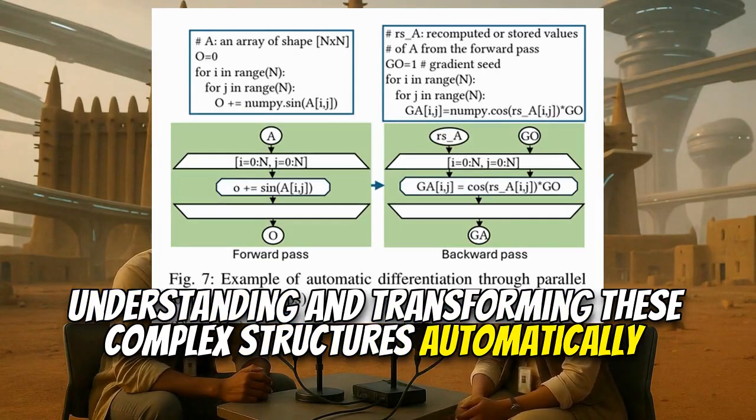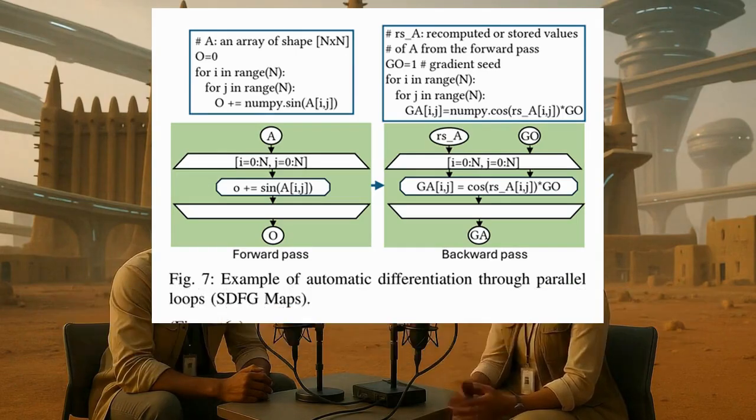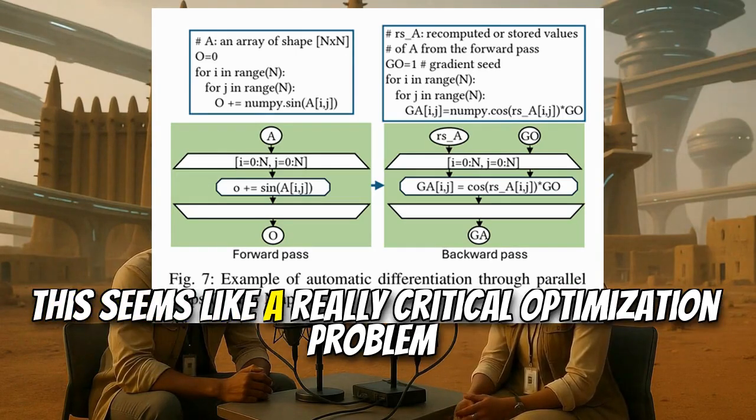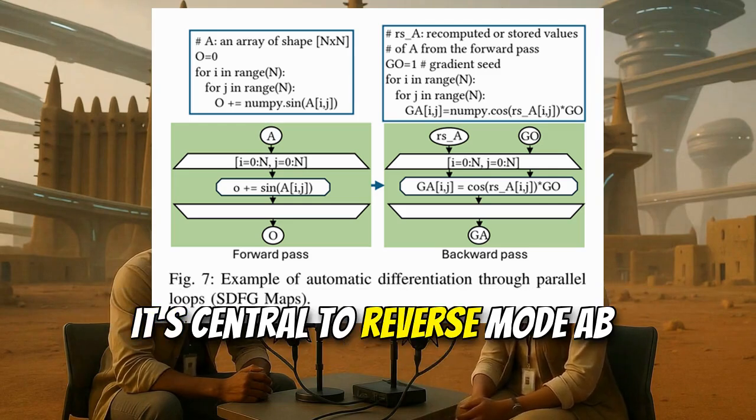All right, let's talk about that trade-off you mentioned earlier, the store versus recompute dilemma. This seems like a really critical optimization problem. How does DaCe AD tackle it? Yeah, the rematerialization problem. It's central to reverse mode AD.